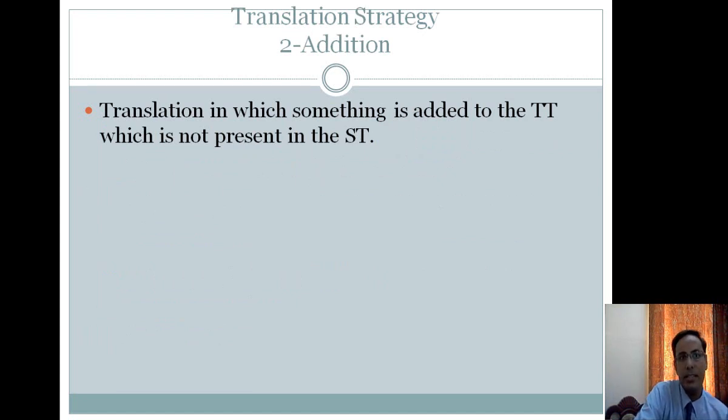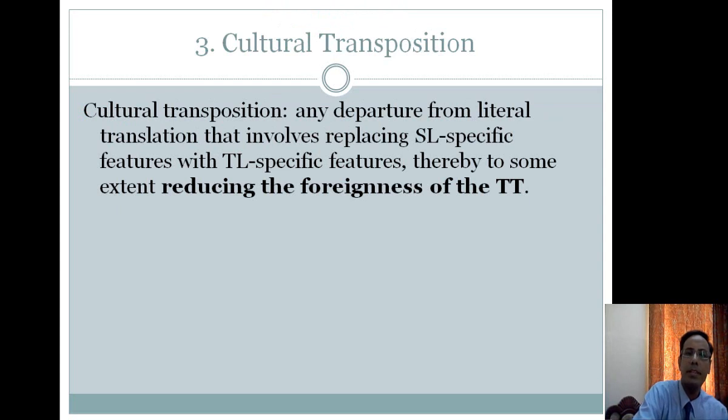Addition, the second strategy. Translation in which something is added to the target text which is not present in the source text. Number 3, cultural transposition. Cultural transposition means any departure from literal translation that involves replacing a source language expression or specific feature with target language specific features, thereby to some extent reducing the foreignness of the target text.